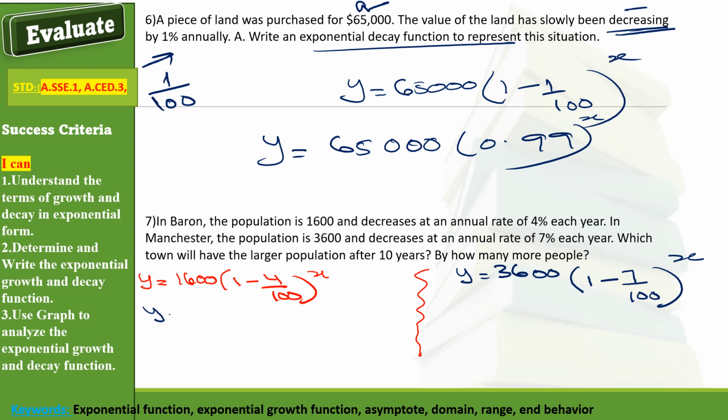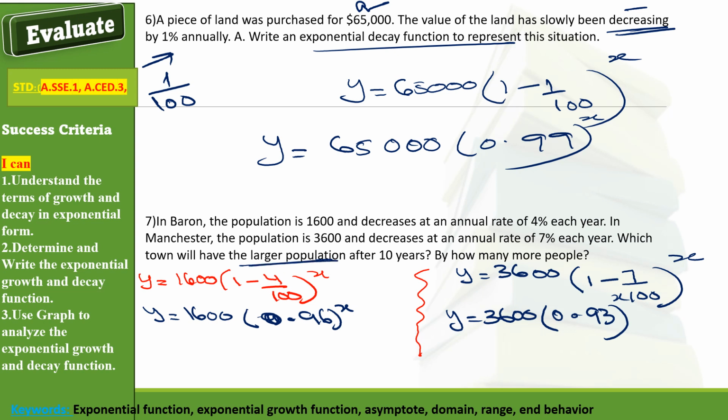First of all, solve. Y equals 1600 times 1 minus 4%, which means 0.96 whole to the power of x. And here 3600 is the initial value, 1 minus 7%, which means 0.93 whole to the power of x. They are asking you which town will have the larger population after 10 years.